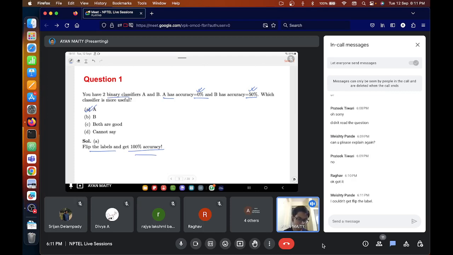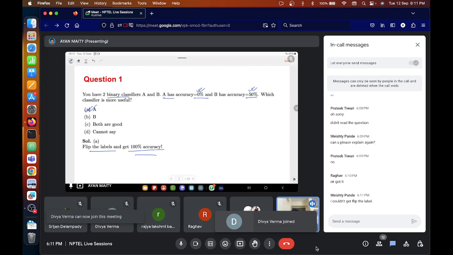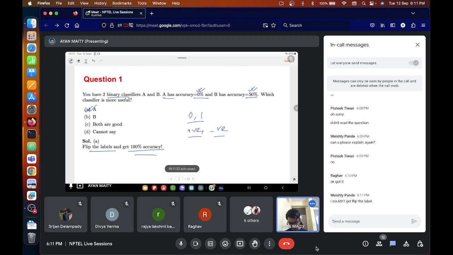Mr. Pandey Singh, I couldn't get flip the level. So binary classifier means you have two outputs, 0 and 1, or positive class and negative class. So if the classifier A predicts class 0, we will flip the level and we will say that it would be class 1. Or if the classifier A says positive class, we will flip the level and we will say it is negative class. So whatever A would predict, we will take the opposite class. In that way we can get an accuracy of 100%.